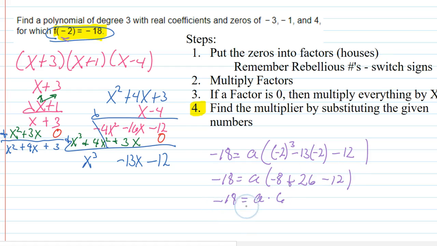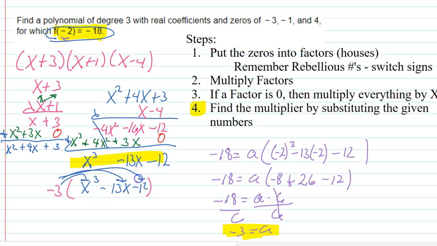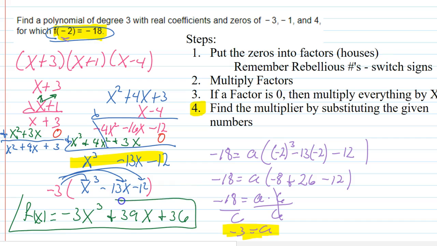We're left with negative 18 is equal to the a term times 6. Divide both sides by 6. Gives us the a term is equal to a negative 3. Now what do you do with this negative 3? You take that negative 3 and you multiply the whole thing, which gives us a final function of negative 3x cubed plus 39x plus 36.